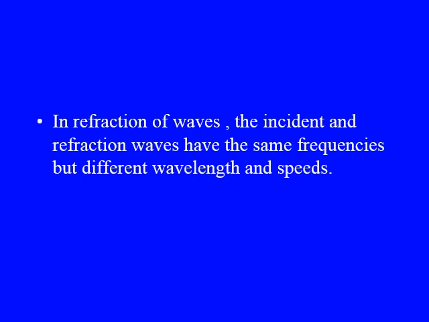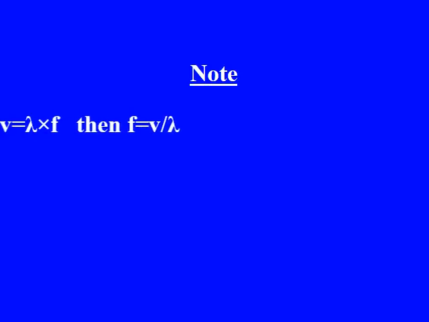In refraction of waves, the incident and refracted waves have the same frequencies but different wavelengths and speeds. Fi equal Fr, Vi different than Vr, lambda i different than lambda r. Note that V equals lambda times F, then F equals V over lambda.